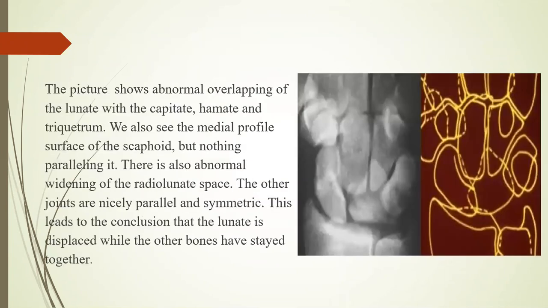This picture shows abnormal overlapping of the lunate bone. This is the lunate bone, overlapping with the capitate, hamate, and triquetrum. And also see the medial profile surface of the scaphoid. Here, the medial part of the scaphoid, but nothing paralleling it. There is also abnormal widening of the radiolunate space. This is the space widening. The other joints are nicely parallel and symmetrical. This leads to the conclusion that the lunate is displaced while the other bones have stayed together.